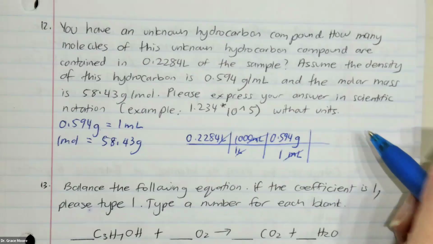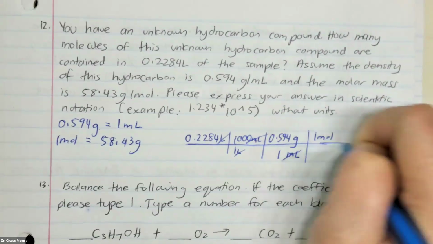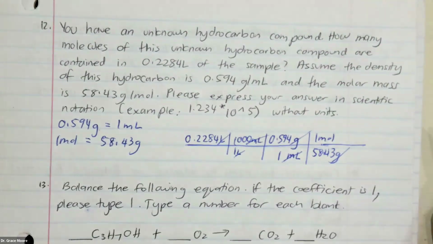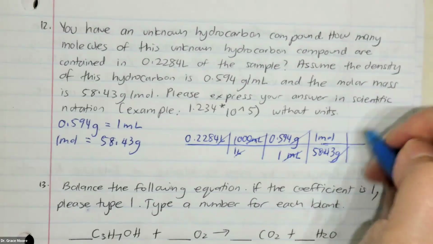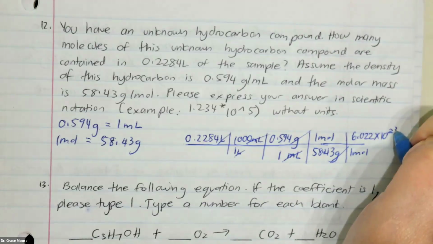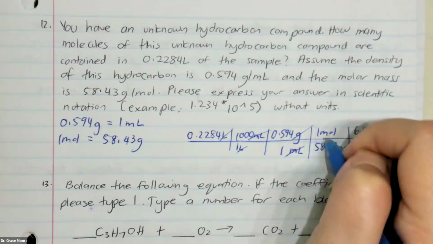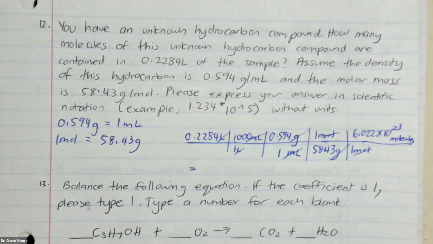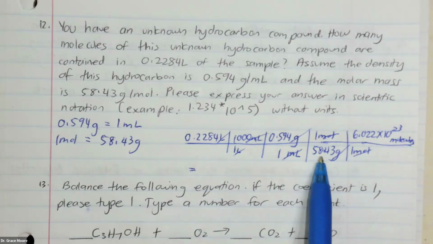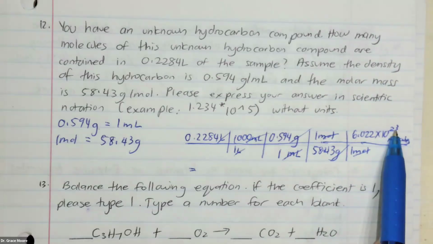Now I'm at grams. The next step is to go from grams to moles. So I'll write down, 1 mole is going to be 58.43 grams. So cross that one off. Now I have my answer in moles. Then I also know that 1 mole contains 6.022 times 10 to the power 23 molecules. And that should give me my answer in molecules. So to put this in your calculator, you put 0.2284 times 1,000 times 0.594 divided by 58.43 times 6.022 times 10 to the power 23.